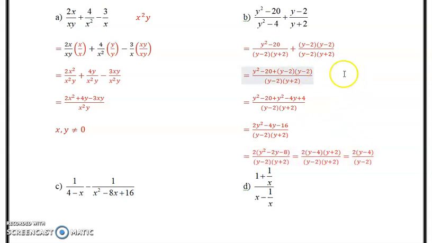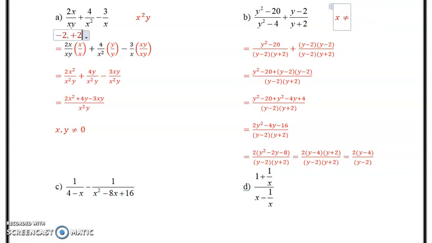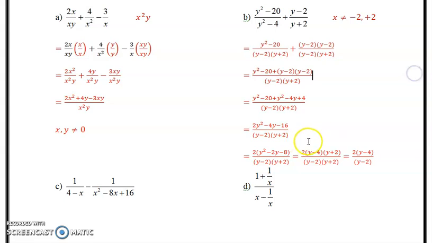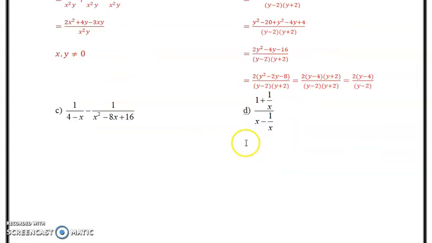And again, you can do your non-permissible values. I'll put them up top here. And the non-permissible values are x can't be equal to, and you guessed it, -2, +2. You can do plus or -2, or you can write them both there. It doesn't matter. Okay. So a little bit going on in that one there.